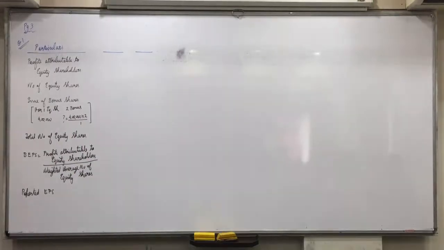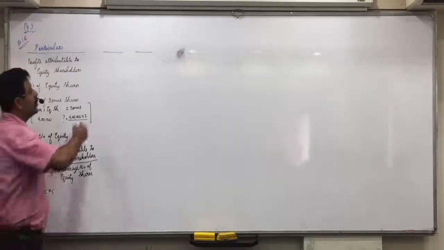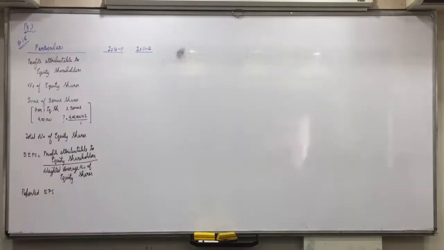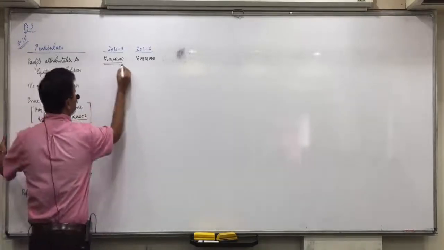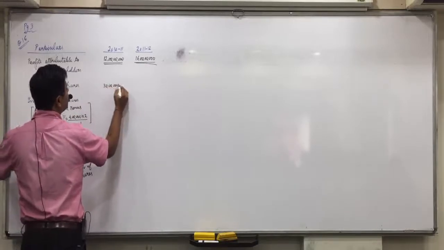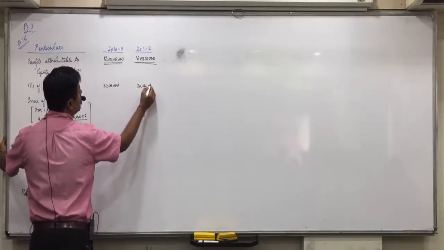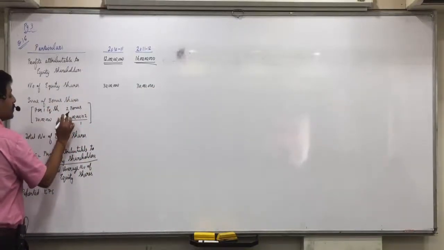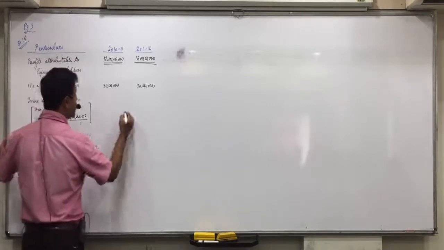Completed everyone? Check your answers for question number 16 everyone. 2 years are 2010 to 11 and 11 to 12. First of all, profits are 12 crores and 16 crores. Then number of shares are 30 lakhs. And bonus issue is again 2:1. So against 30 lakhs, 30 lakhs into 2 by 1, that is 60 lakhs.